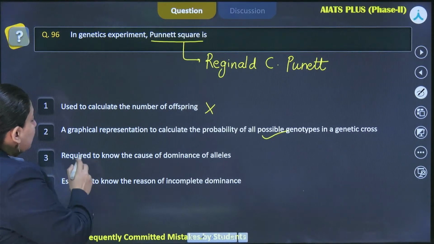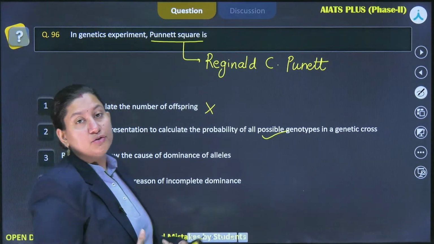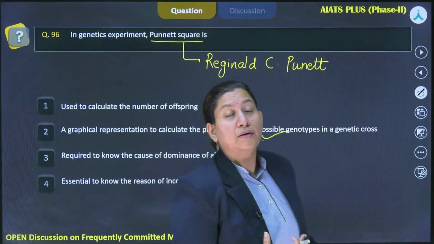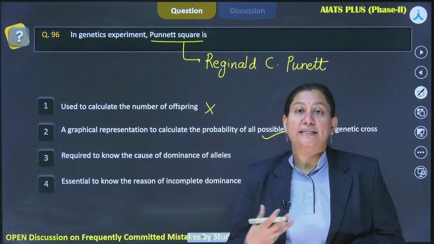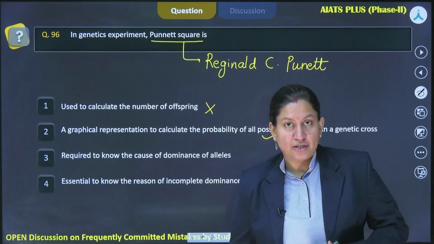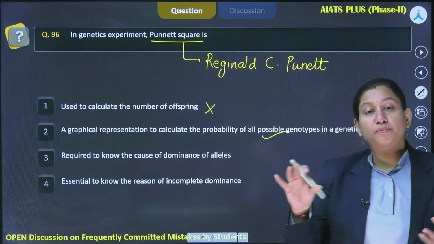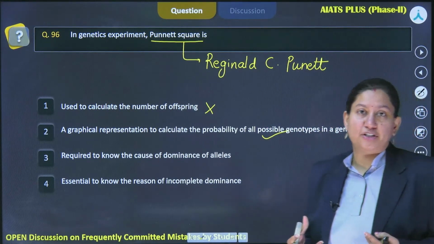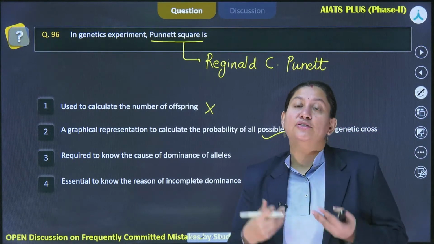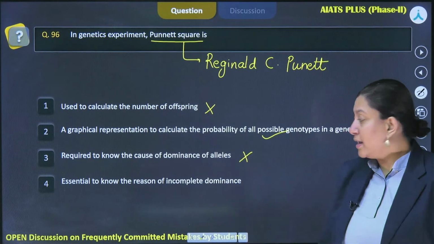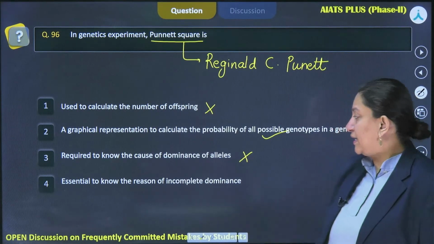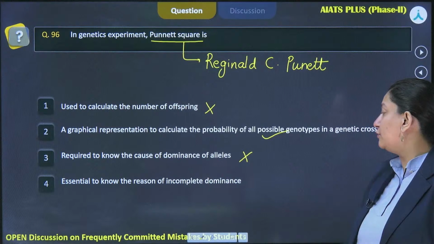Now the third one is saying it is required to know the cause of dominance of alleles. If we really want to know why a particular allele is dominant, we have to perform genetic analysis or a biochemical characterization of it. That is what gives the possible explanations for why this allele is dominant over the other one, not the Punnett square. And the fourth one is saying that it is essential to know the reason for incomplete dominance.